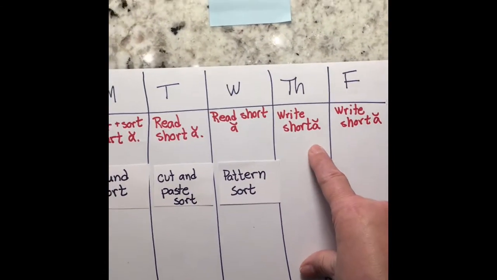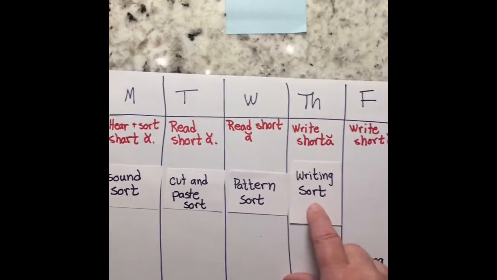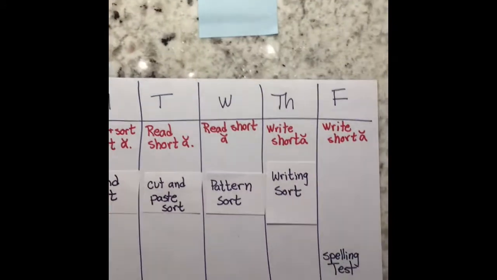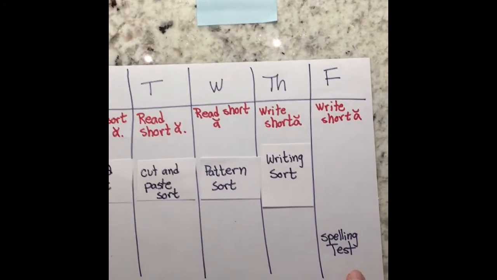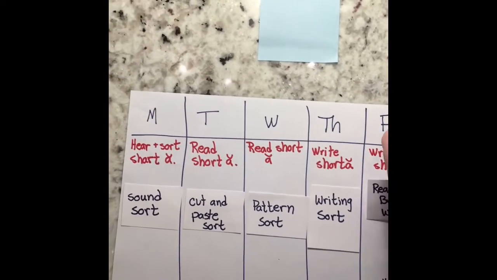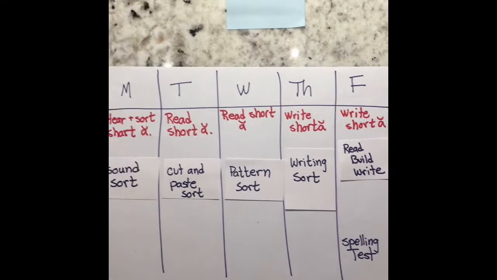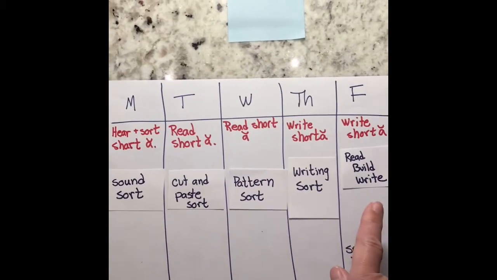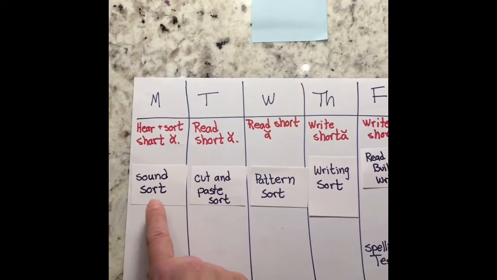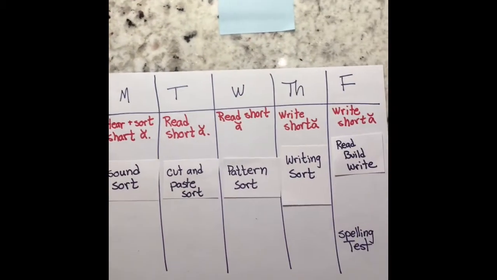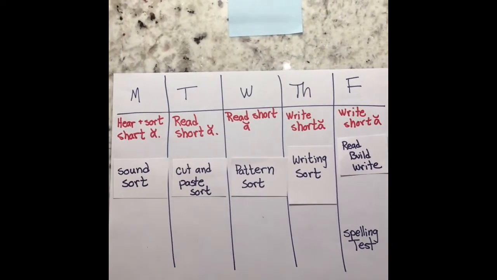And then the fourth day, I'm going to have them do a writing sort because that's where I'm going to actually see can they write those words. And then on the fifth day, they're going to do their spelling test, but before they do their spelling test, I might have them do that read, build, write activity in that plastic sleeve. So here's how we're going to move toward building curriculum. Instead of just thinking about single lessons, we're going to think about 5-day progressions. And we'll work on that more next week in the screencasts.